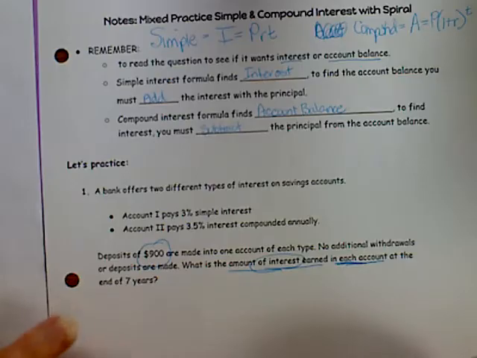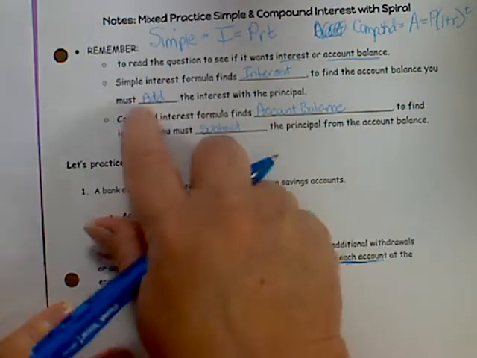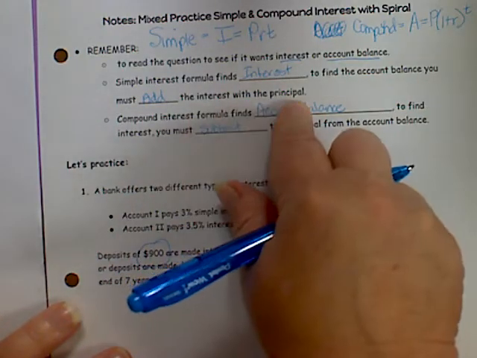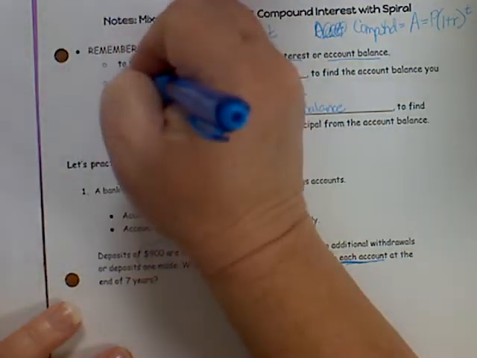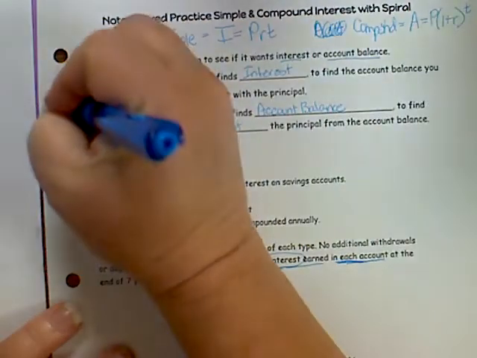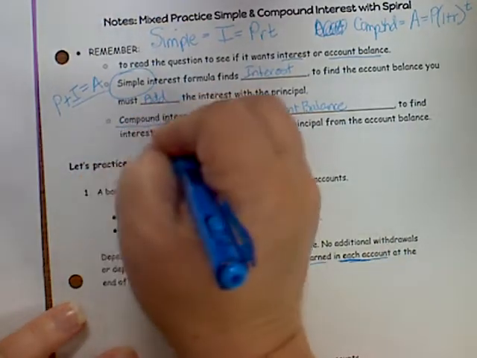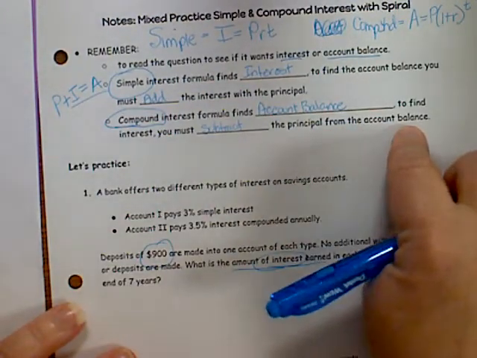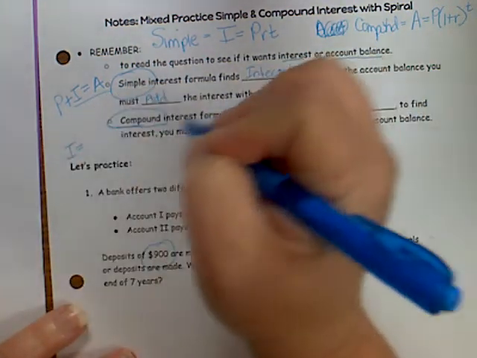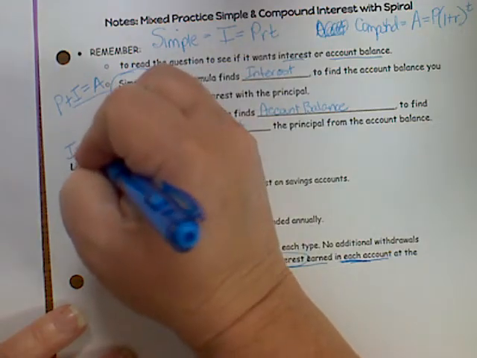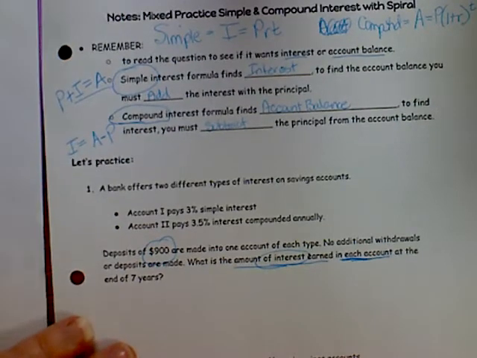Now, remember down here, it said simple interest formula finds interest. To find the account balance, you must add the interest to the principal. So, if I need account balance from simple, I'm going to do P plus I equals account balance. If I'm on compound and I want to know the interest that I made, I'm going to have to do I equals account balance subtract principal. Okay? So just opposites.